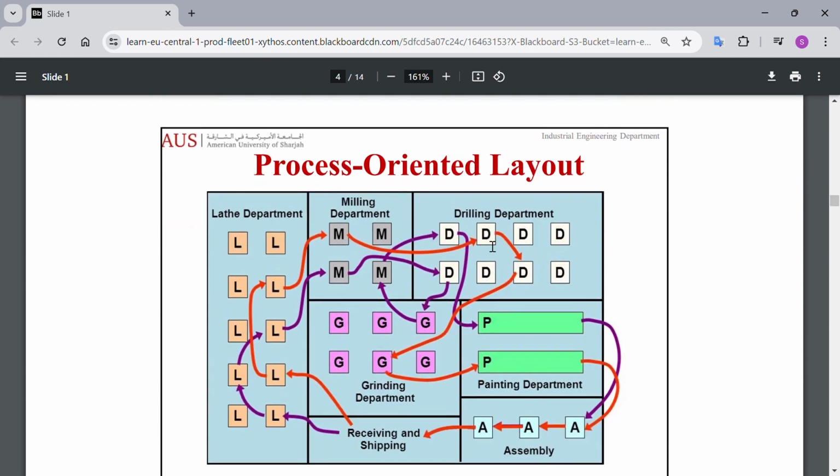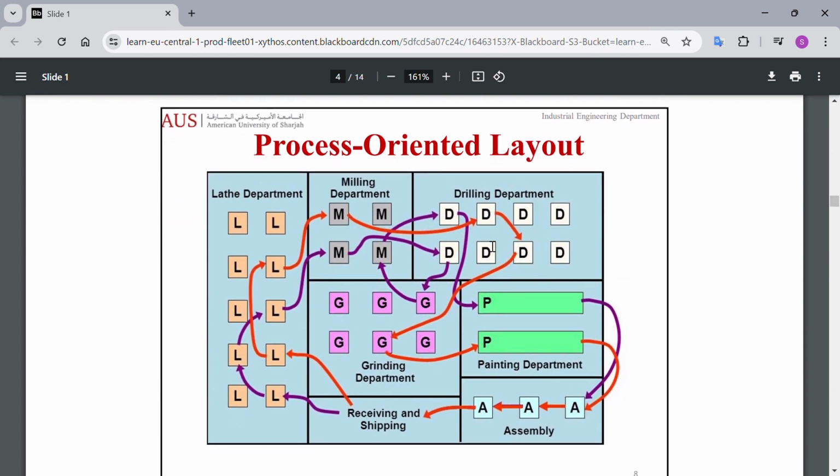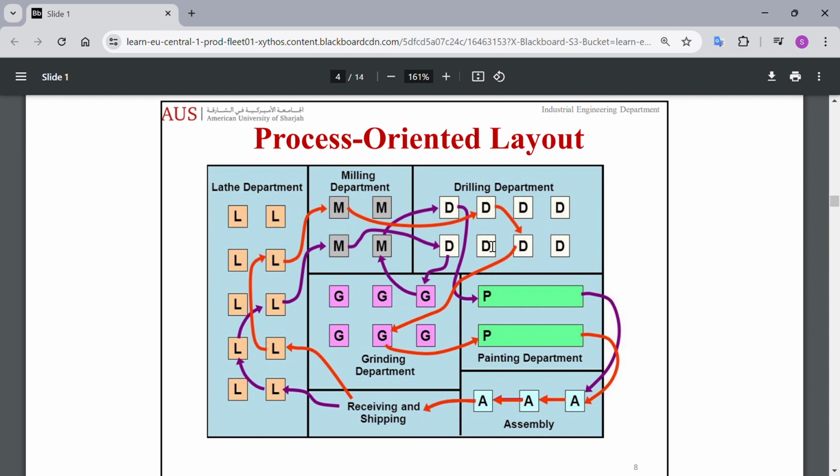And so this is also a process-oriented layout. No, this is a different one. Actually, this is a factory manufacturer. So there's the grinding department, receiving and shipping, assembly. As you can see, the lathe department, milling department. So these are all studied, it's not like they're put randomly. So I'm going to put the milling department near the grinding department because I wanted it this way.